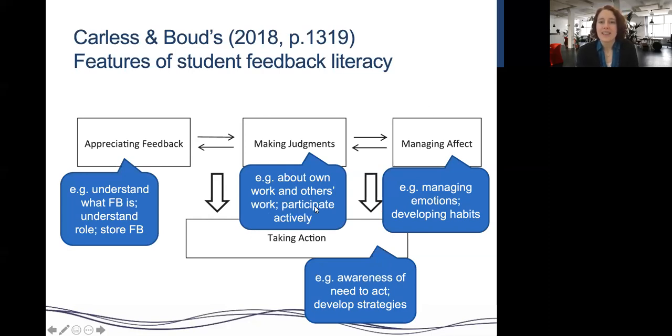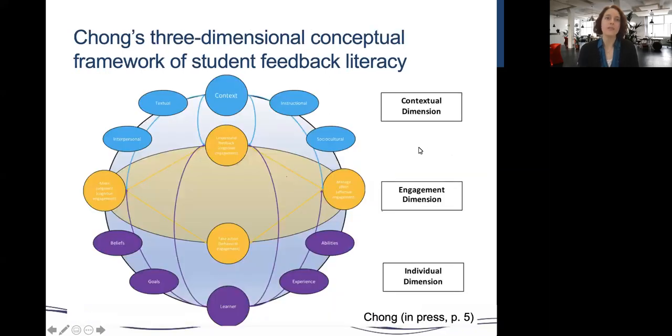We might say that active participation in feedback should be part of taking action, as should storing and accessing feedback. So this is an initial framework for understanding how students develop feedback literacy. Oops, sorry.